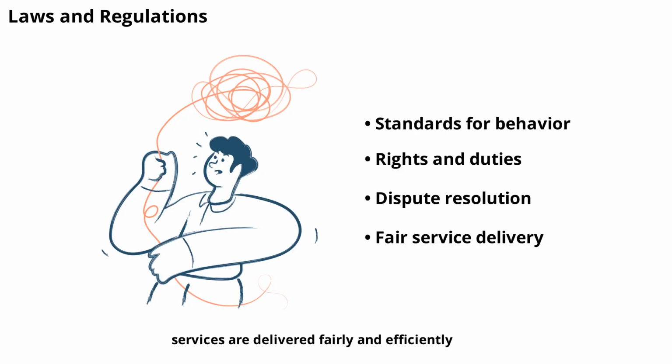Regulations help ensure that public services are delivered fairly and efficiently. By establishing clear rules, civic systems promote justice and protect the interests of all members of society. Understanding the legal framework is essential for participating effectively in civic life and advocating for positive change.